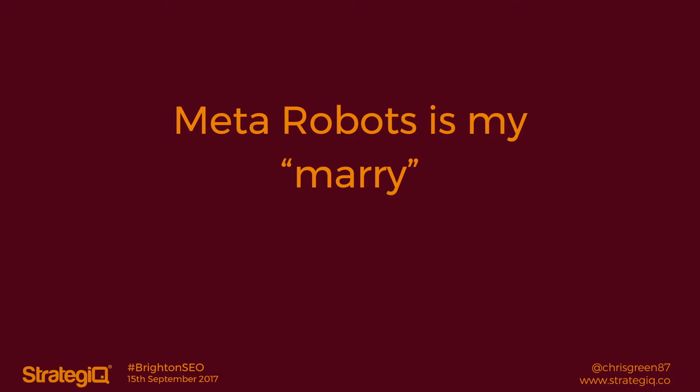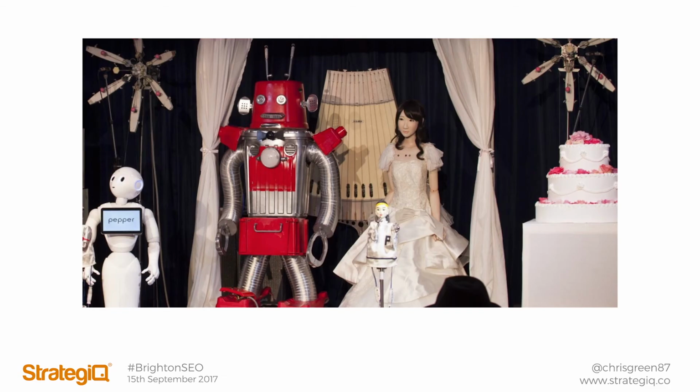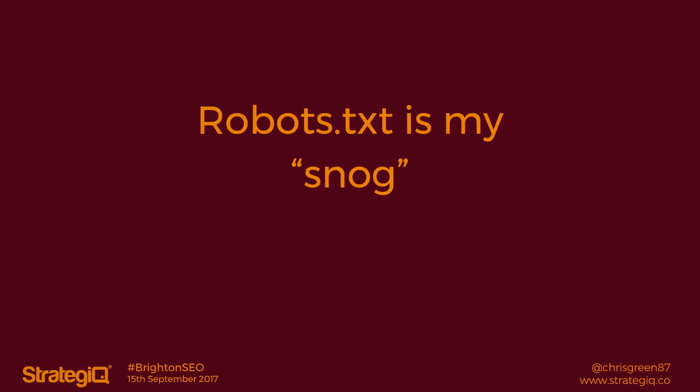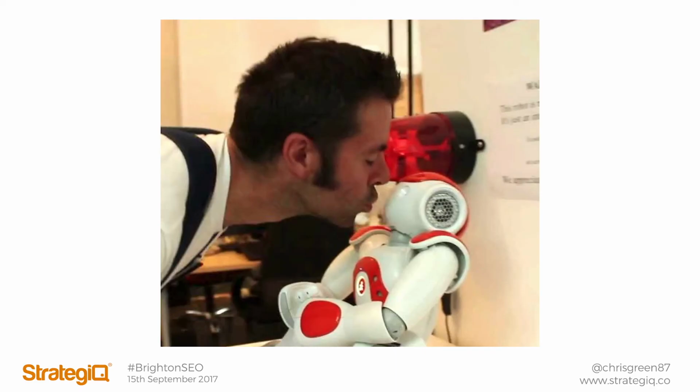But this is a very powerful way of very quickly restricting the indexing and crawl of certain pages. So, my original premise then, to return to it: the robots.txt file is what I'd say is my marry. It's my steady, I guess. It's the one that I most often come back to because ultimately it'll fix the problem. The robots.txt file, though, is my snog, I guess.